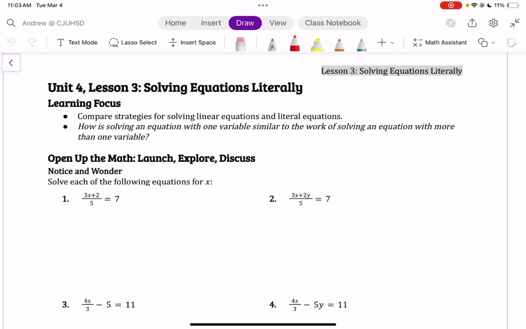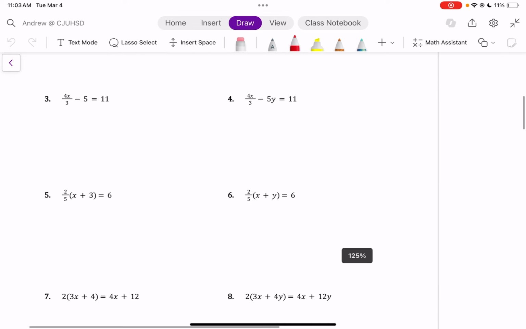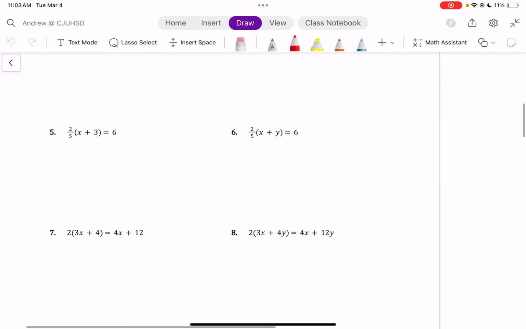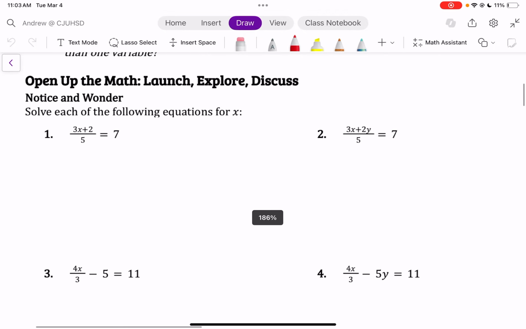Unit 4, Lesson 3, Solving Equations Literally. This lesson is a page of equations that we're going to do, basically page 19, and the left side, or odd-numbered problems, help you to solve the right side problems.